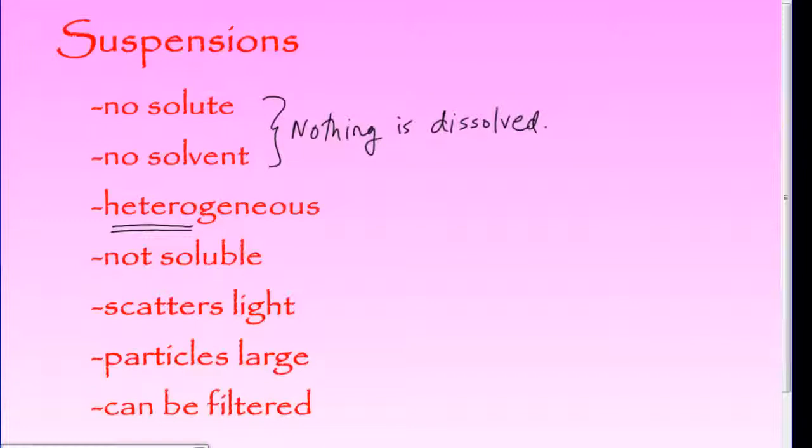Another category of mixtures is called suspensions. Now, what's different about suspensions versus solutions is that you don't have a solute or a solvent. Nothing is dissolved. You have a heterogeneous suspension, meaning you have two layers and it's not evenly distributed.